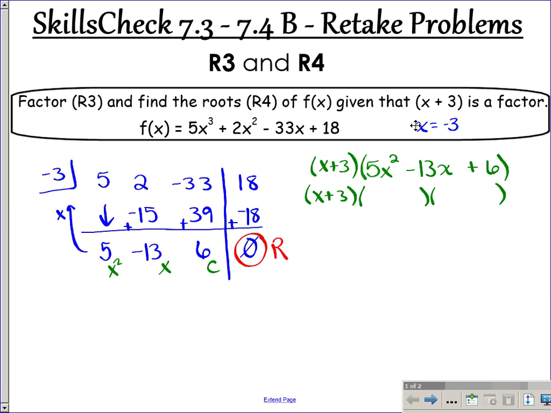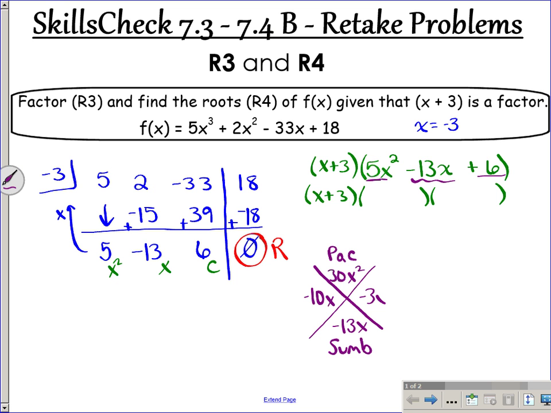Well, since our leading coefficient is greater than 1, we can use the x in box method. So I'm going to set up my x. Remember, in the top of your x is product of a and c. So a times c is going to be 30x squared. In the bottom goes b. b is negative 13x. So we need to think of the factors of 30 that add up to negative 13. Those are negative 10 and negative 3. Okay? If you didn't think of that, you can make your list of factors.